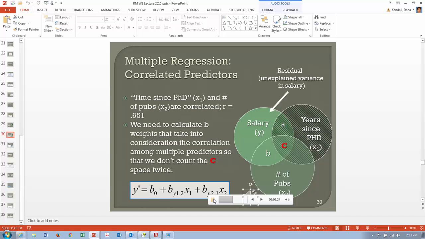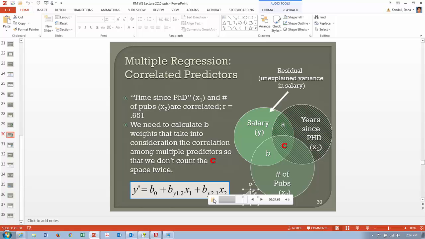Let me just talk about notation briefly here. We have the predicted y is equal to our y-intercept, which in this case is the expected value of the DV when all predictors are set to 0. So it's not just one this time, it's all of them. When all of them are set to 0, what is that DV expected to be?